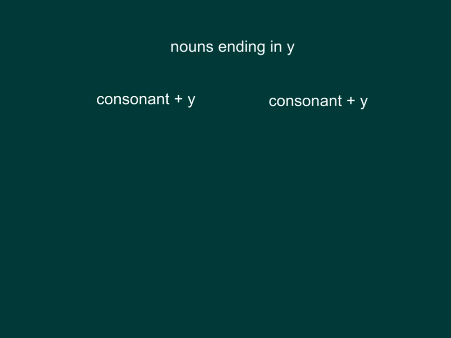When making a noun plural that ends in Y, you must look at the letter before the Y. In this first example, we have the word baby. The letter before the Y is a B. B is a consonant letter. With B being a consonant letter, we erase or remove the Y and change it to I and add ES.